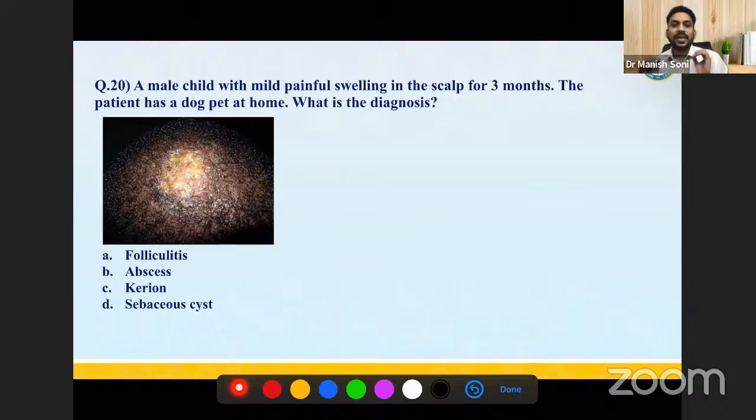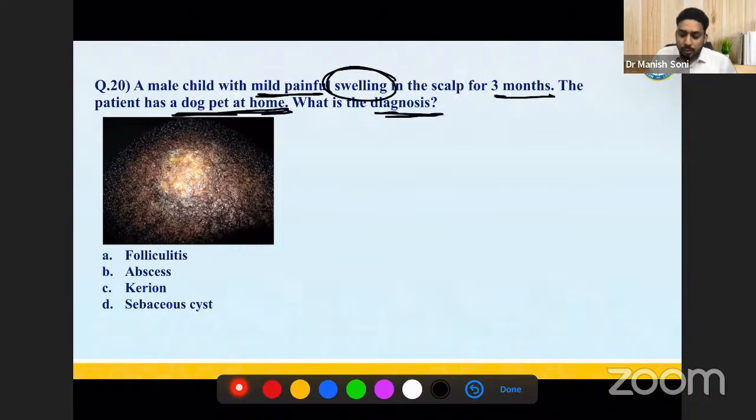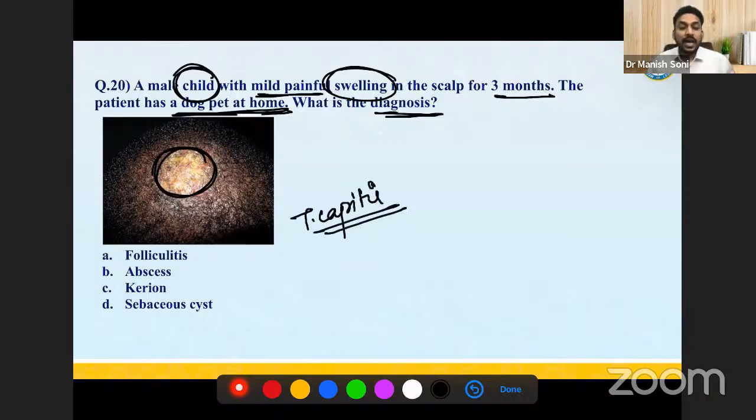Moving to the next question, a male child with mildly painful swelling in the scalp. So there is swelling in the scalp and this is mildly painful, that is there is tenderness. Since 3 months, the patient has a dog pet at home. What is the diagnosis? Okay, so swelling over the scalp. Children are more prone to develop tinea capitis, so this condition is more common in children. And these children present with tender swelling over the scalp. So tender, mild pain, not very painful. So this is not folliculitis because folliculitis is very painful. This is mildly painful.